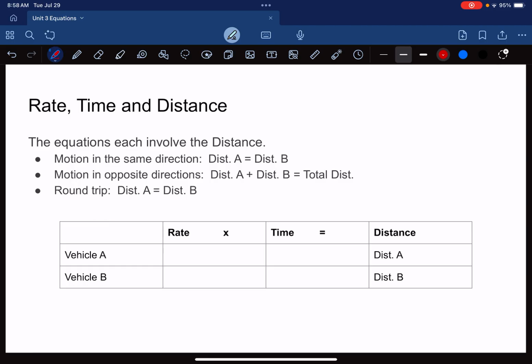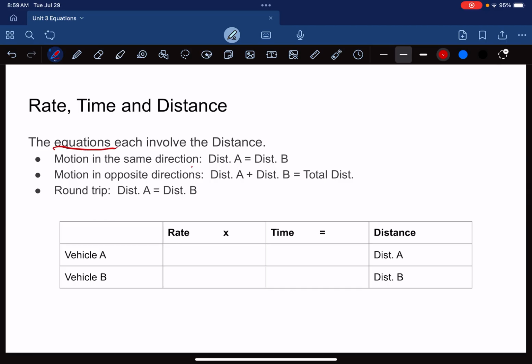So motion in the same directions means distance A will at some point equal distance B if they're going to the same place. If they're going in opposite directions, we're going to add their two distances and set it equal to some total distance. And if it's a round trip problem, the distance there and the distance back are equal. Sometimes it's about one vehicle making a trip to a location and coming back, and in that case, the distances are equal. So this just tells you how to set up your equation each time.